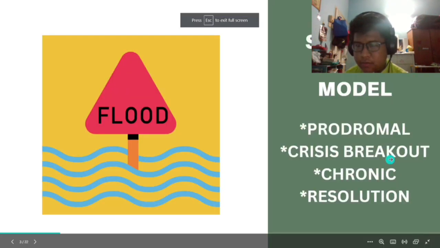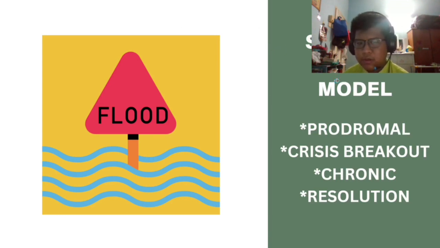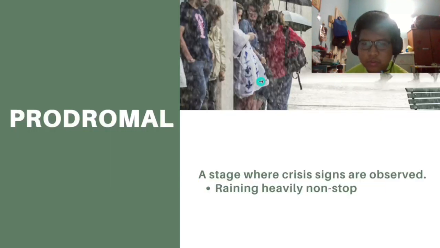I'll start with the four stages of crisis model. It's prodromal, crisis breakout, chronic, and resolution. Prodromal is the stage where the signs of crisis are starting to be recognized. For example, in the contextual journal, the flooding in the Klaten region, signs can be seen when rain has been pouring down non-stop for several hours or several days.